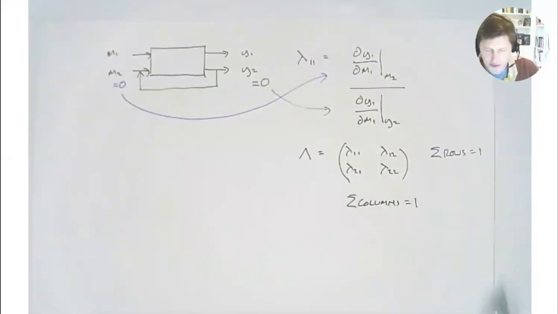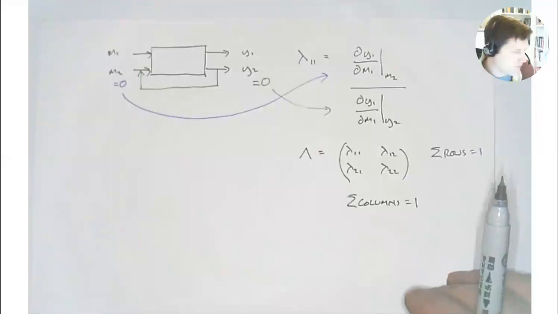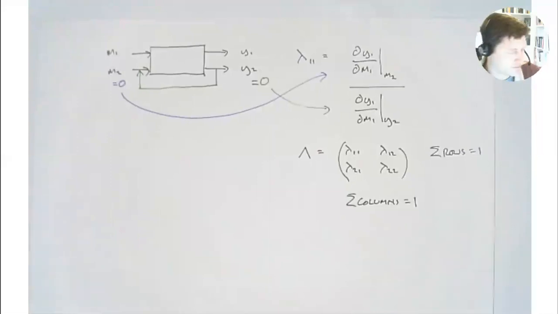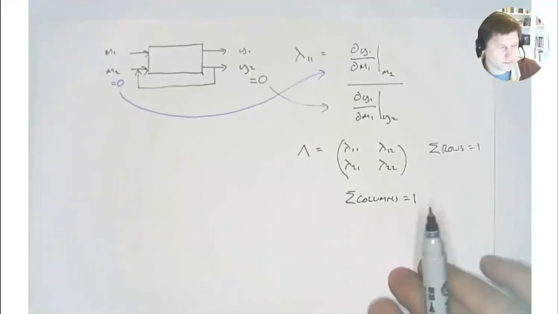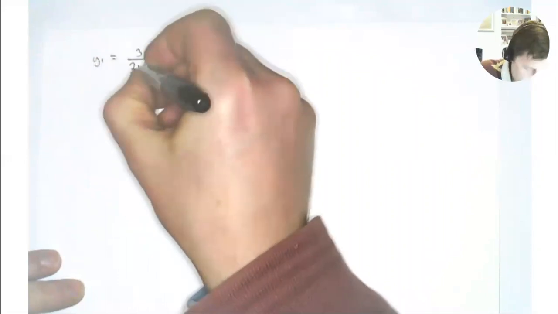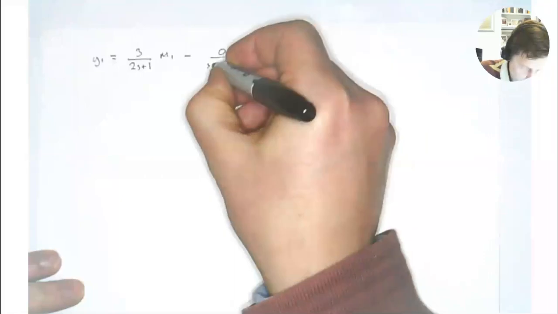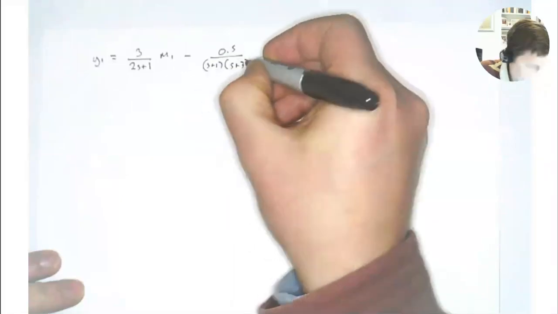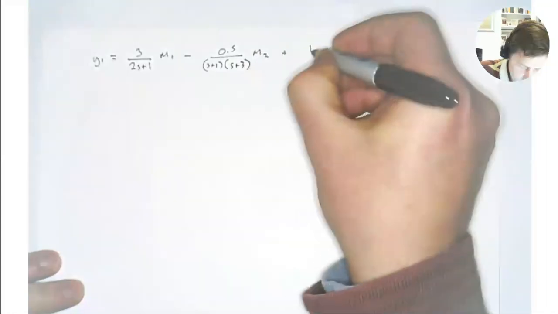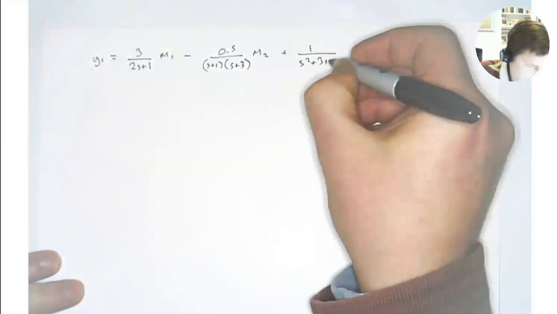And we'll take a look at a question. So if we start with a system where we have Y1 is equal to 3 over 2s plus 1 M1 minus 0.5 over (s plus 1)(s plus 3) M2 plus 1 over s squared plus 3s plus 2 M3.